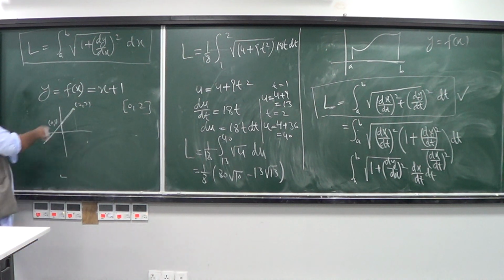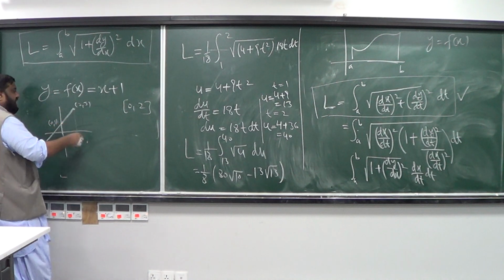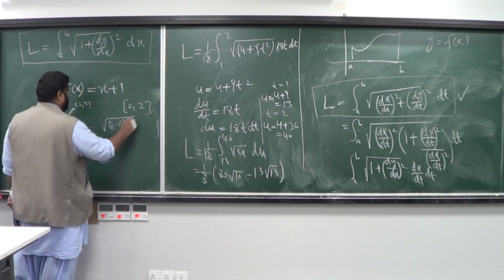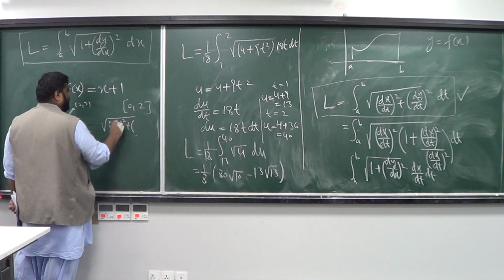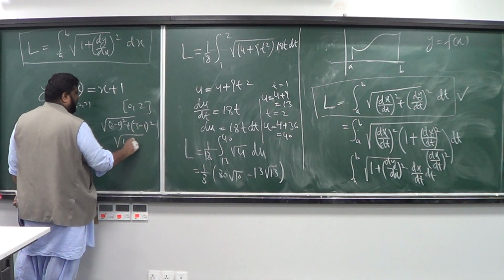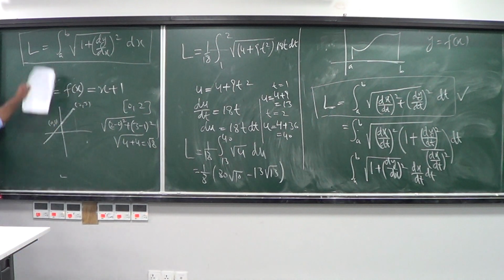So the distance between these 2 points by directly computing it is going to be the square root of (2 minus 0) square plus (3 minus 1) square. So hence it's going to be 4 plus 4, so square root of 8. So let's see whether through this formula you get the same.